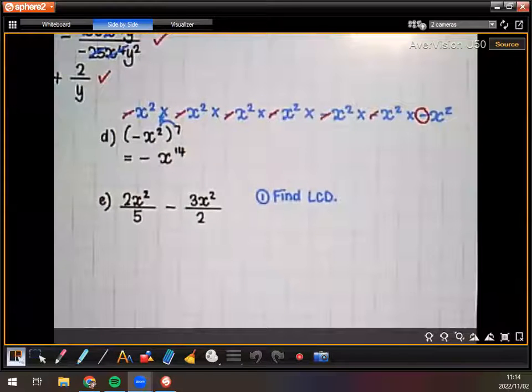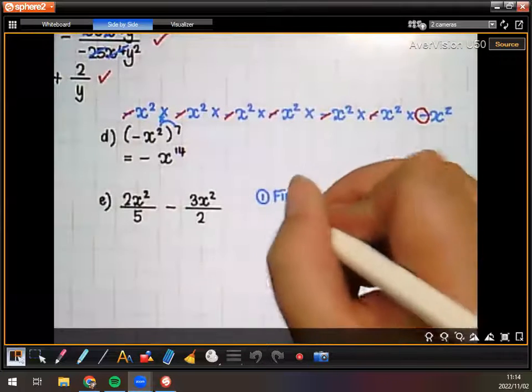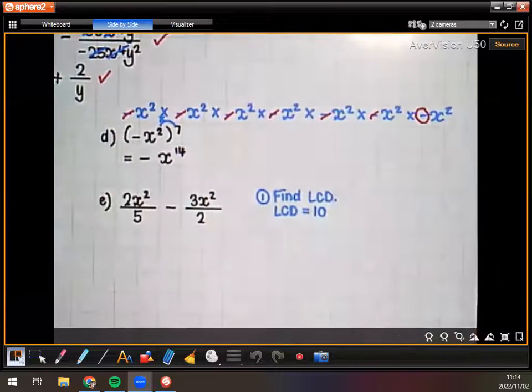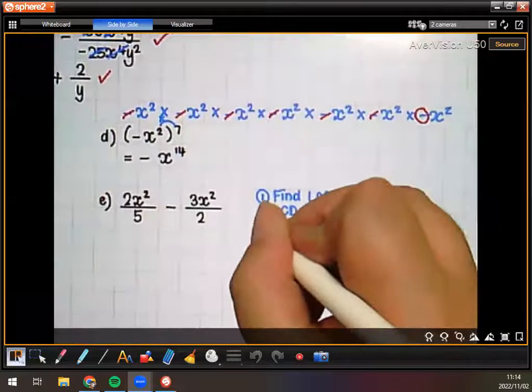So what is the LCD? The lowest common multiple of 5 and 2? 10. Right? So the LCD in this case is 10. The smallest number that 5 and 2 can divide into. That's what we're finding, right? Now, guys, we need to change our denominators to 10.